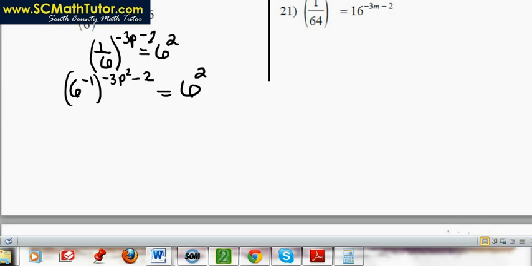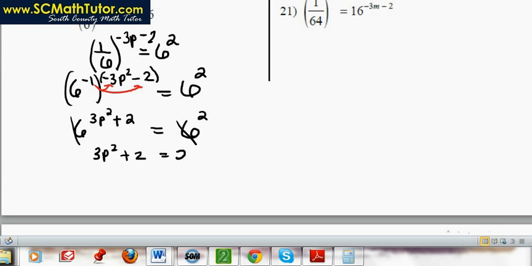So 6 to the negative 1, but then it has all these extra exponents. Remember, this is a power raised to a power, so you multiply. Multiplication, you have two things, so you're going to be using the distributive property, just like that. So this is 6 to the negative 3p squared plus 2 equals 6 squared. Okay? So now you have the same bases. You can now cross them out, and this is negative 3p squared plus 2 equals 2.